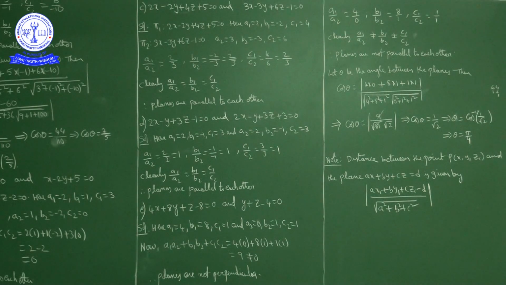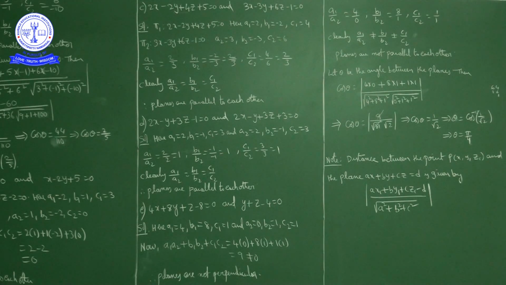Now here in the C problem also, if you divide the first plane by 2 and the second plane by 3, what we get? x minus y plus 2z plus 5 by 2 equal to 0, and x minus y plus 2z minus 1 by 3 equal to 0. So two parallel planes always differ by constant only. Now in question number D, these two planes differ by constant only, so the given two planes are parallel to each other.